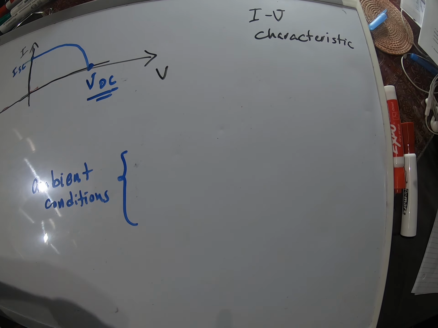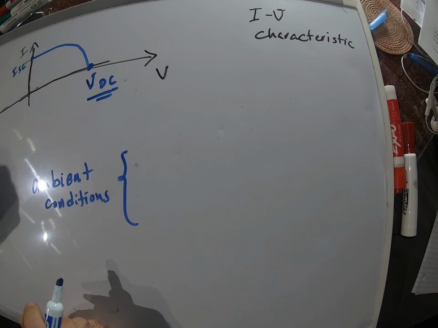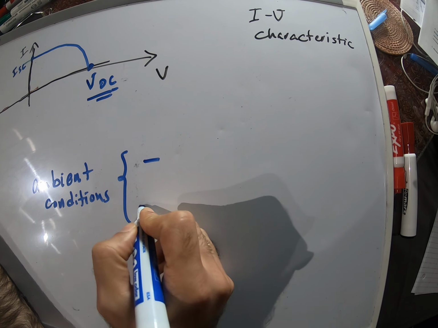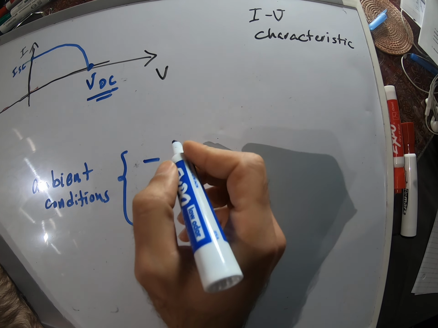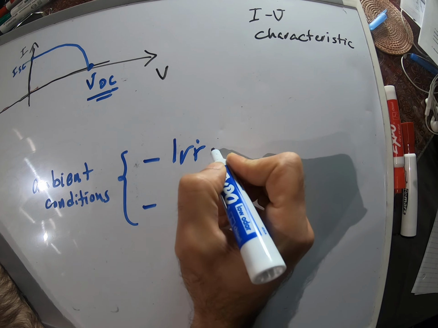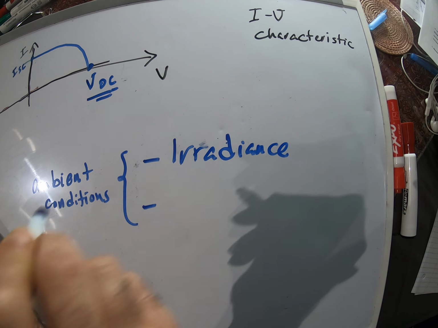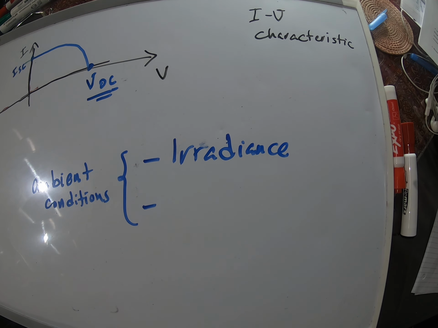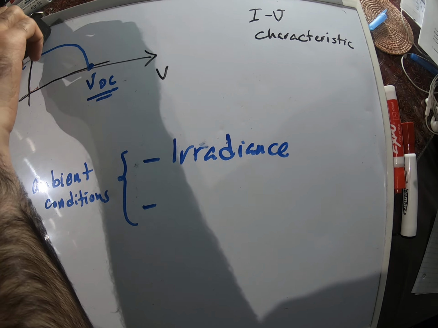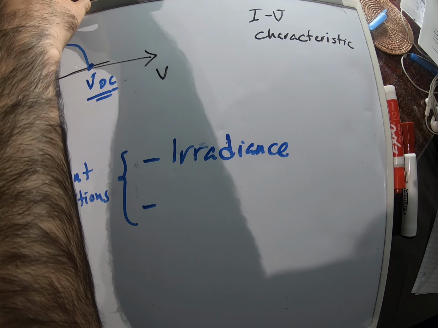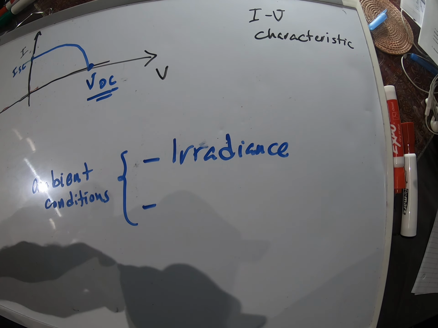What do you think the two main factors that would impact this curve will be? Can you guess? The first one, I think everybody have guessed that, is irradiance. So if you have a sunnier day, or if you have shading, if you have a gloomy day, then this would change, right?